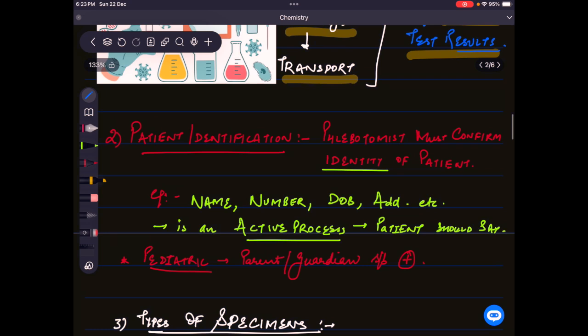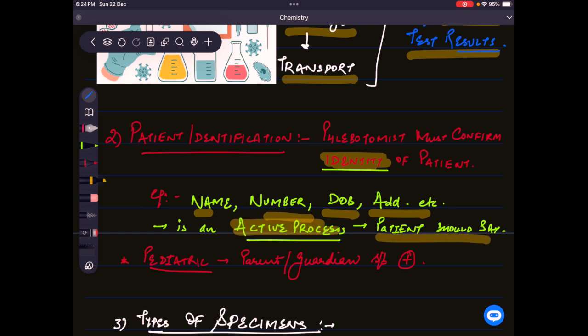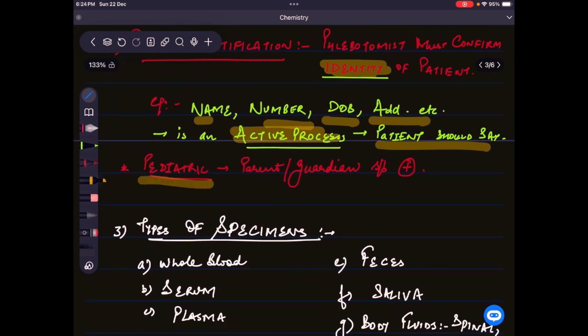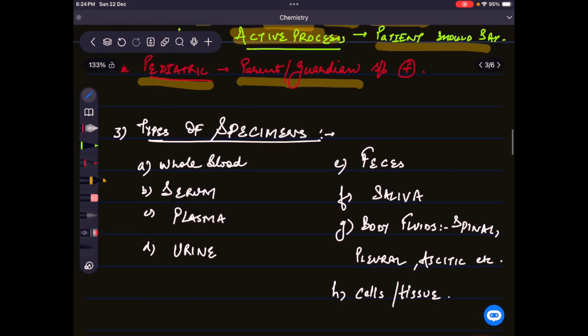Now, the second step is patient identification. The phlebotomist must confirm the identity of the patient. He can confirm by asking the patient his name, number, date of birth, address, etc. It is an active process, that is, the patient should say all the details and the phlebotomist must verify all these details. In case of pediatric population, there should be a parent or guardian with the child that can confirm all the details.